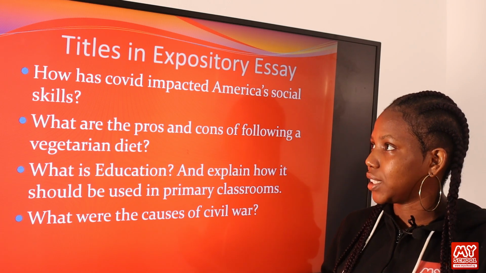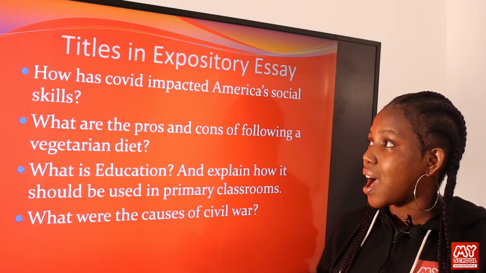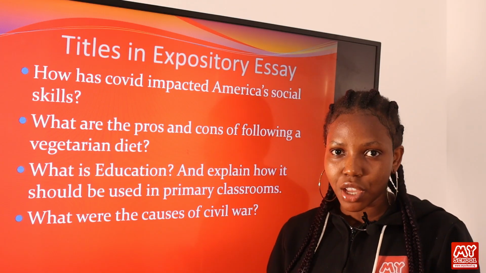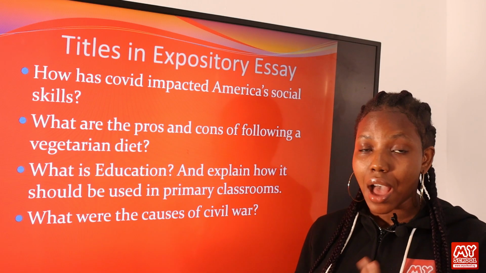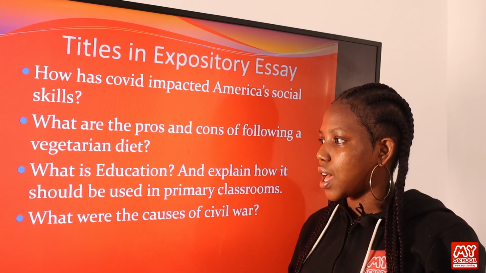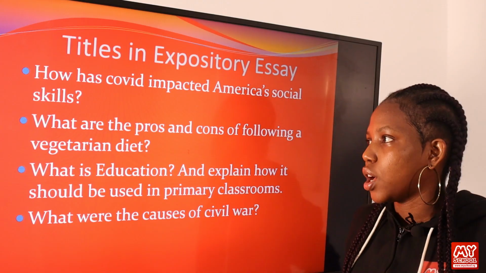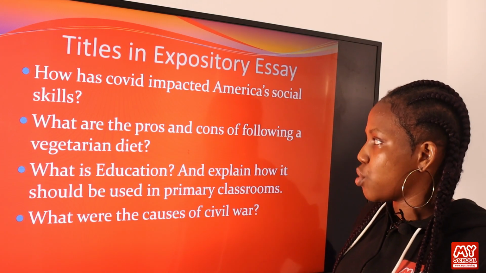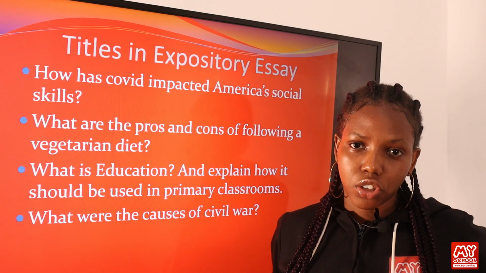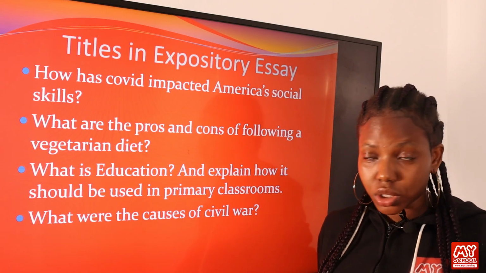Titles in an expository essay: we see the questions, how has COVID impacted American social skill? So you see it's answering the question how. Okay, so we can have how, what, where, when, and who. Number 2, what are the pros and cons of following a vegetarian diet? So this answers the question what.